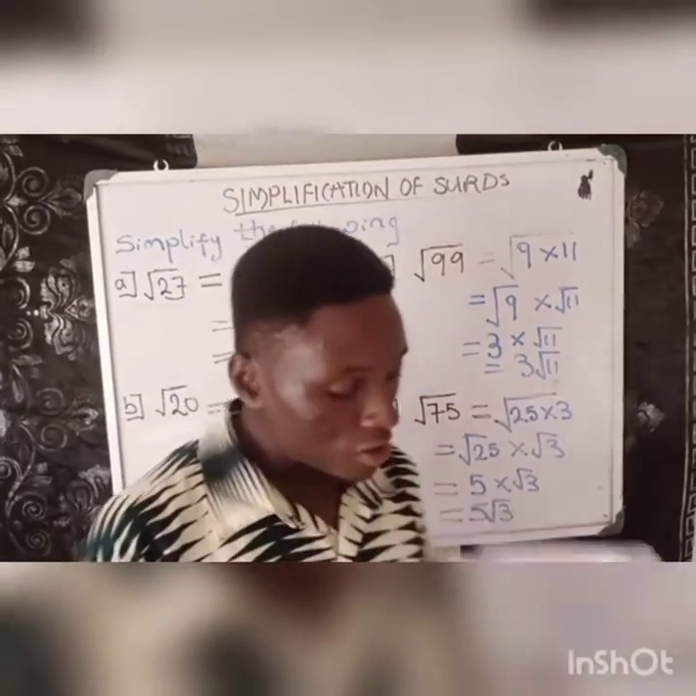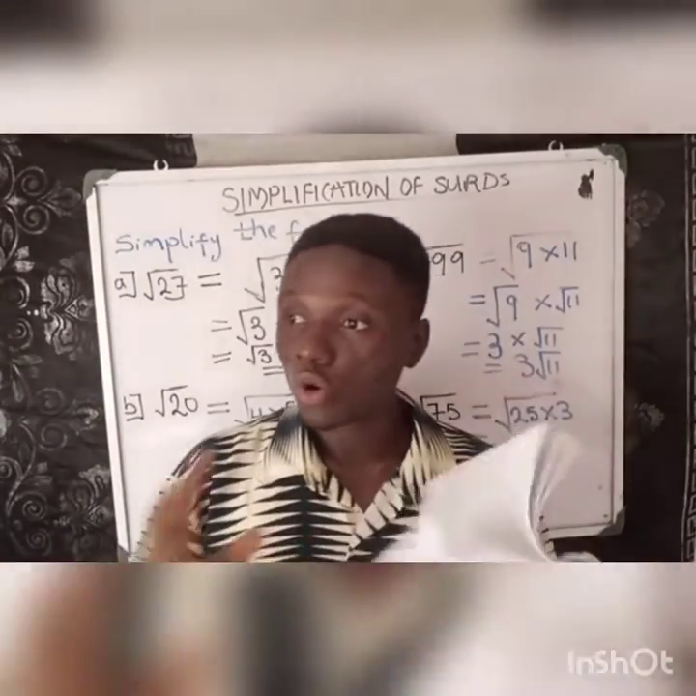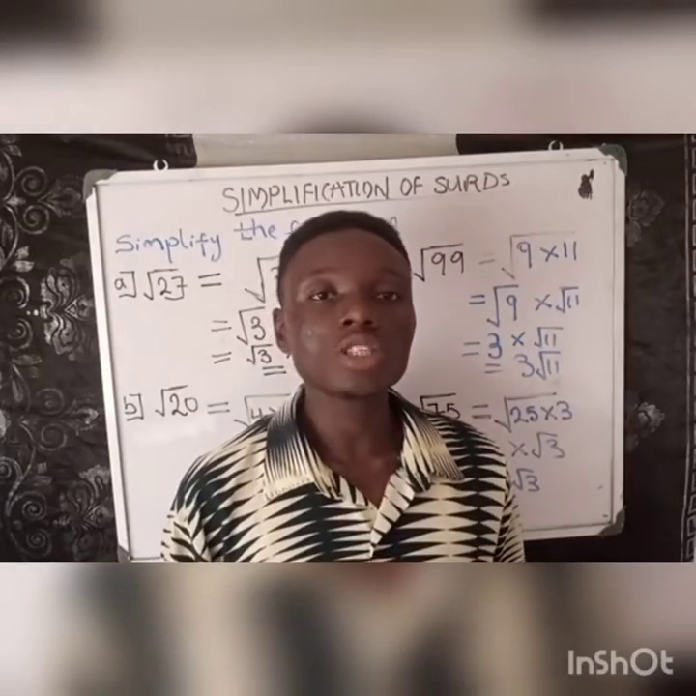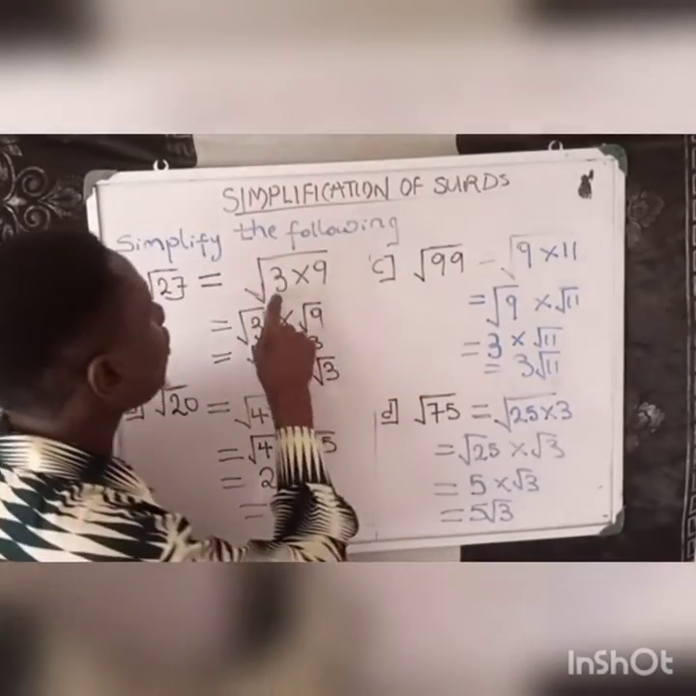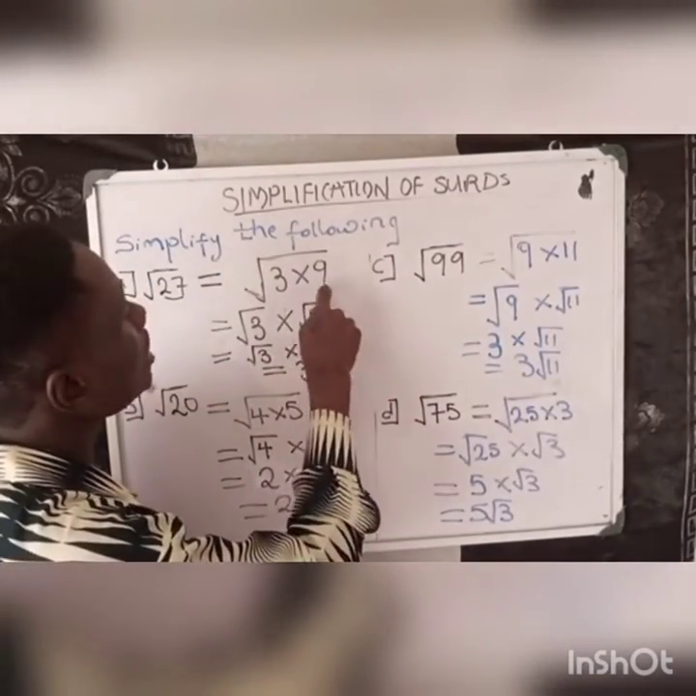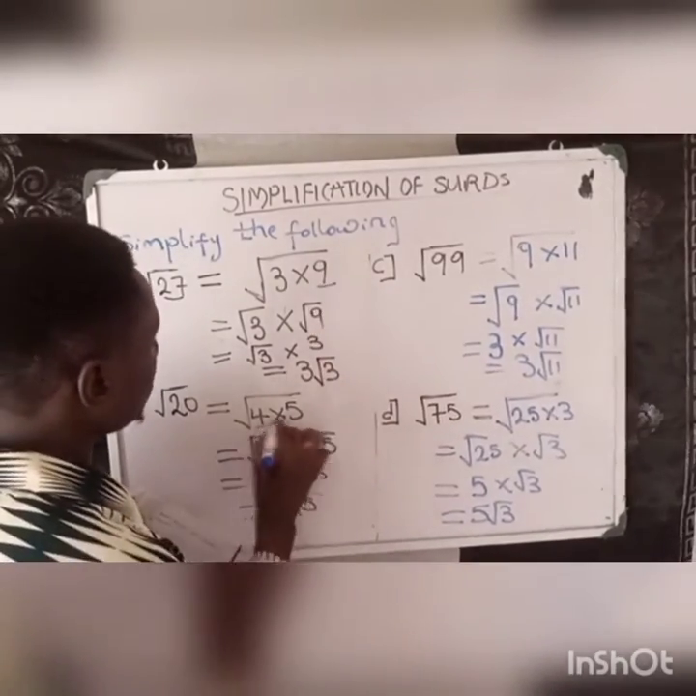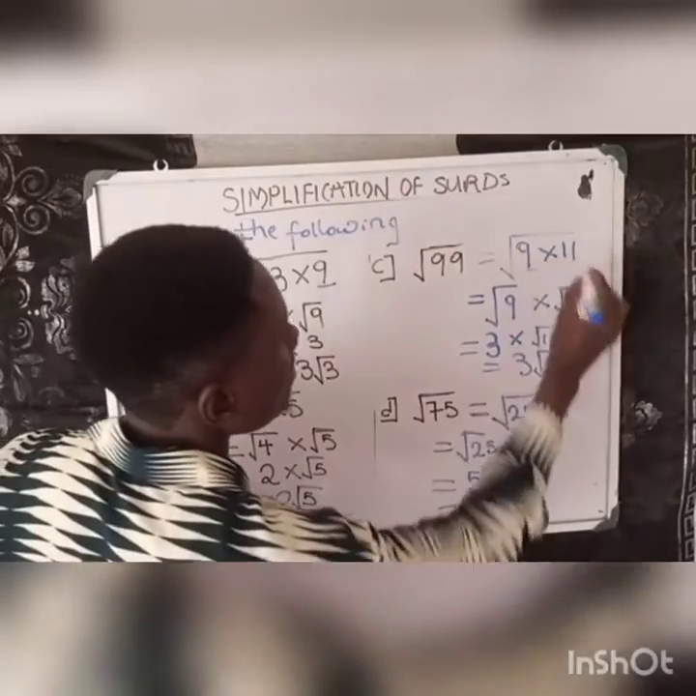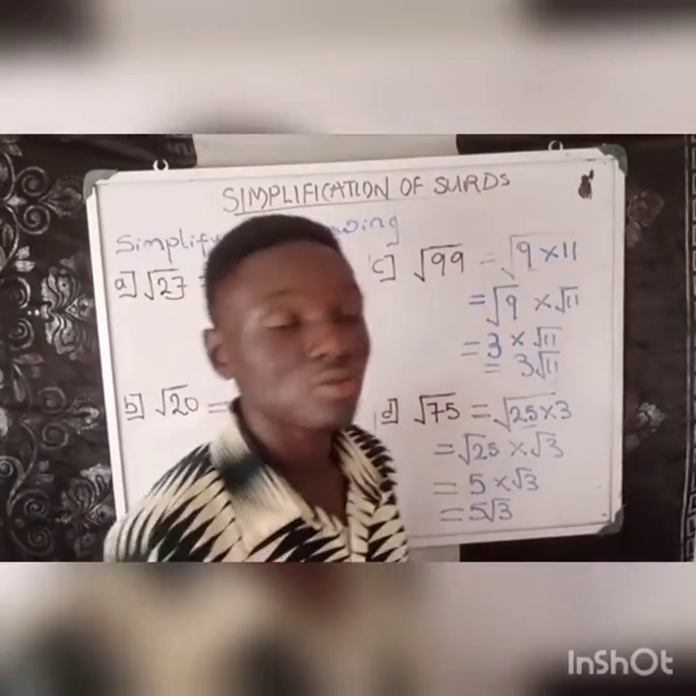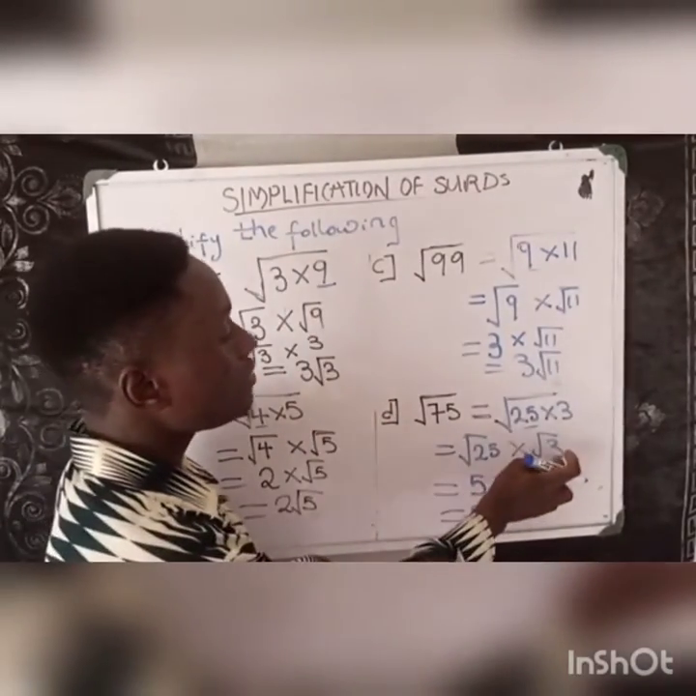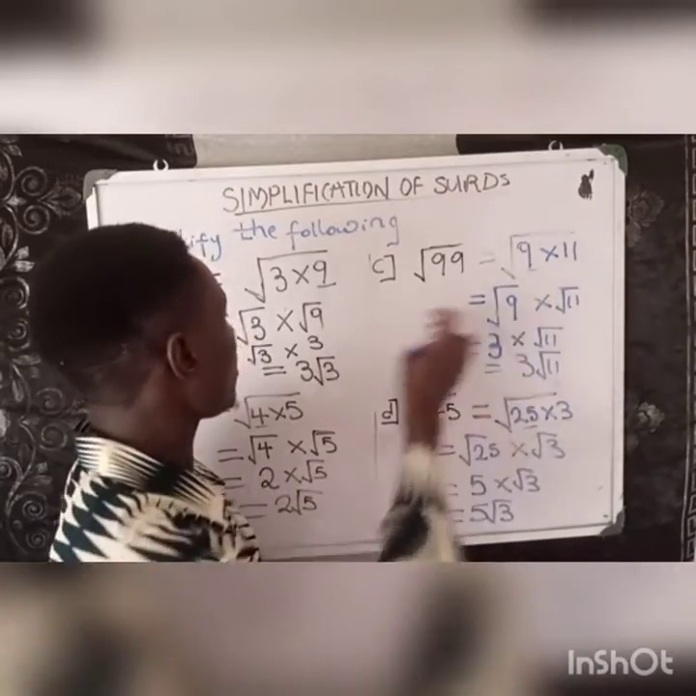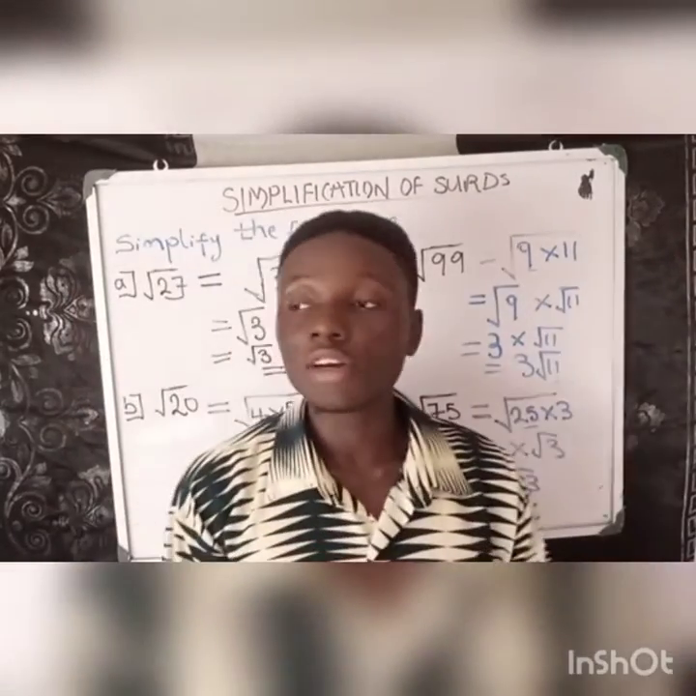So the whole summary of what you have been doing is, when you are given a surd, you try to simplify it in such a way that one of the numbers should be a perfect square. Once you do this, you find the square root of that number and you leave the other one like that because it does not have a perfect square root.